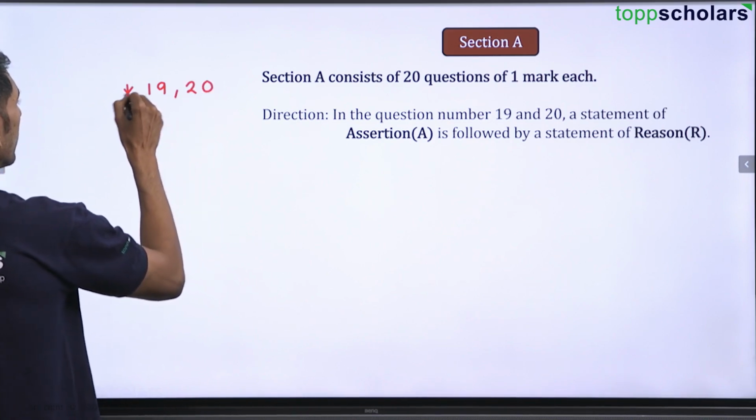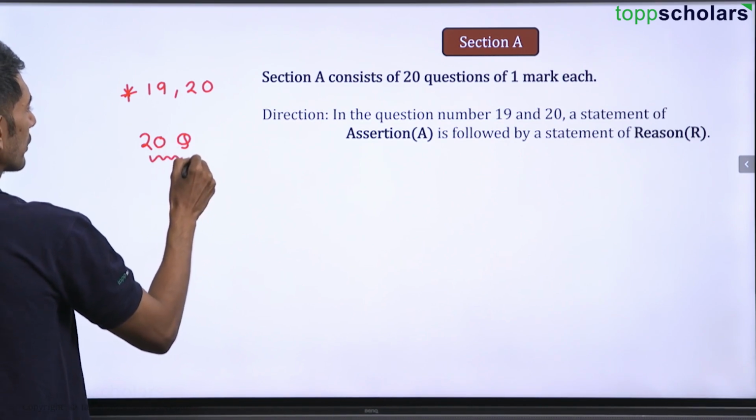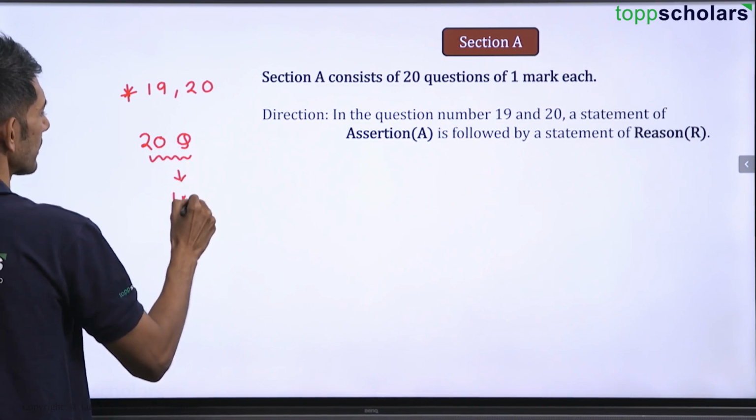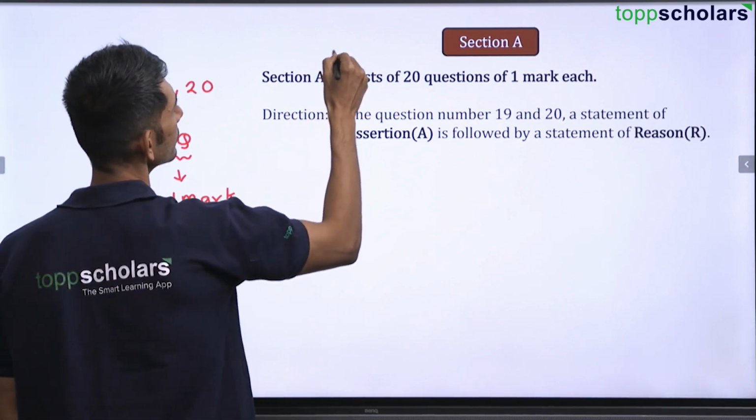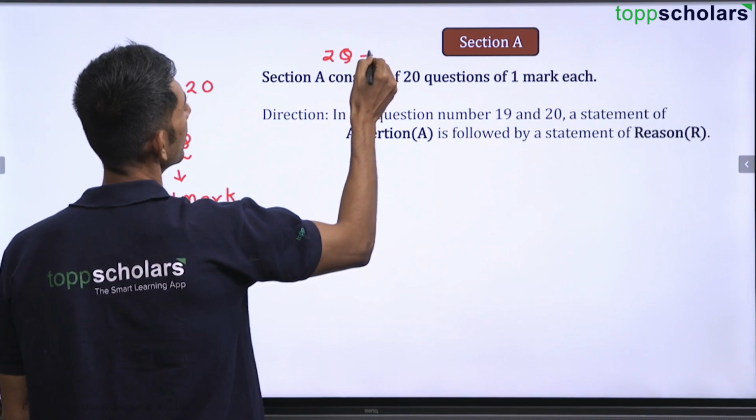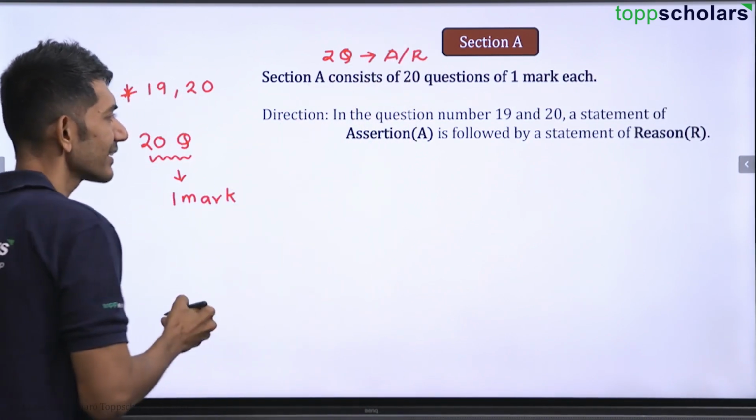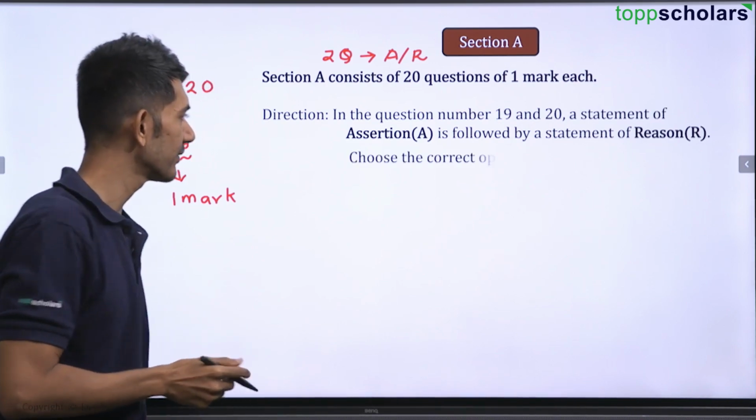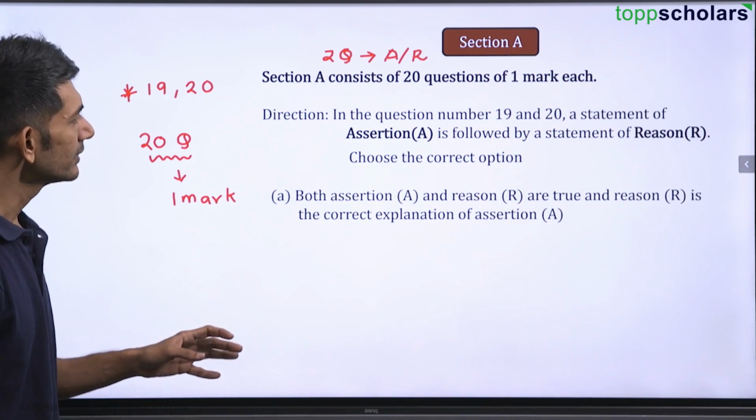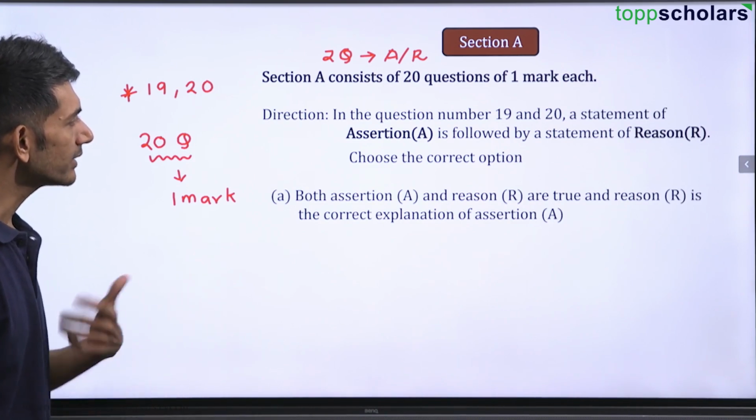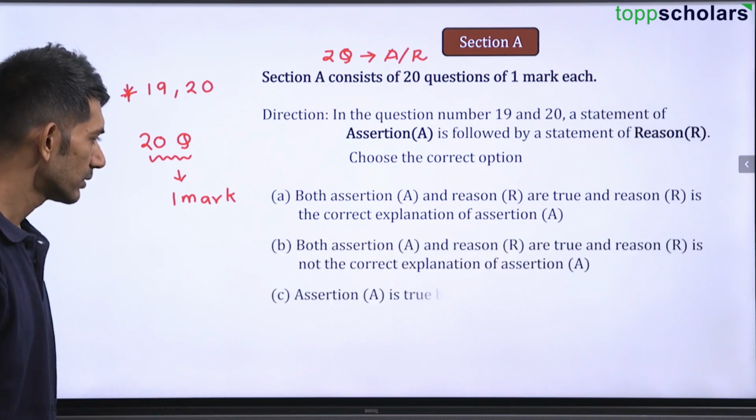Out of the 20 questions of 1 mark, 2 questions are there for assertion and reasoning, right? Okay. So the question says, in the question number 19 and 20, a statement of assertion is followed by the statement of reason. Choose the correct option.